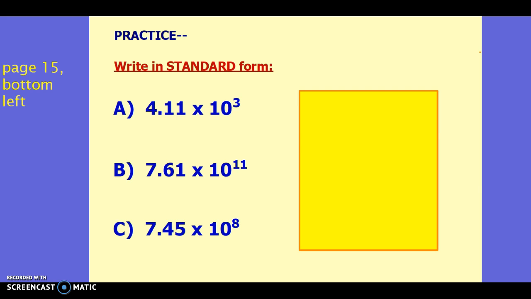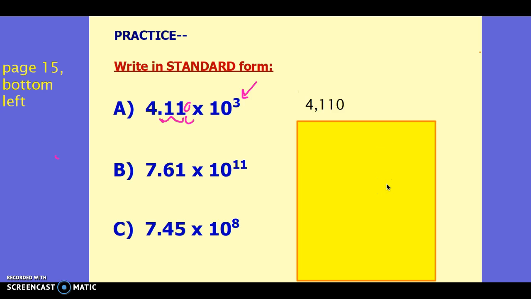Okay, well the very first problem that we see is 4.11 times 10 cubed. What we're going to do is change it into the original number that it was. Because my exponent here is positive, that tells me that I have to move my decimal point 3 places to the right to get the original number. So I move it once, twice, and now I have to add another 0 to move it a 3rd time. And so my final answer for that would be 4,110. So those two numbers are equal.